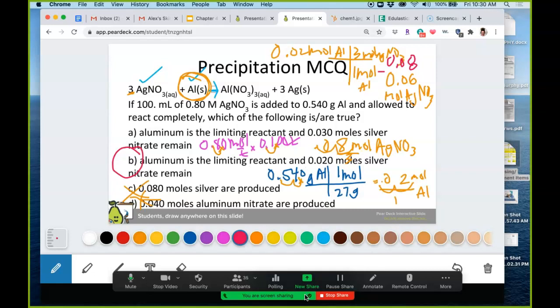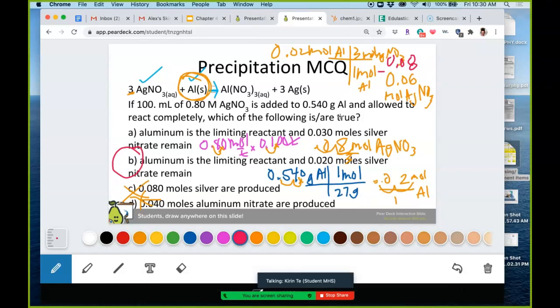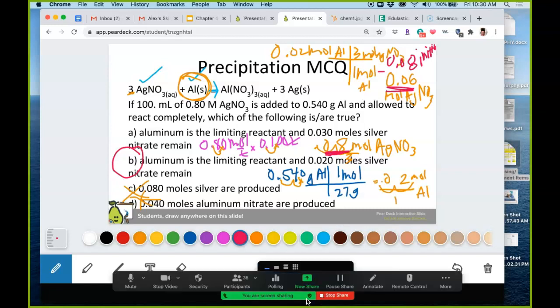Do you have any questions? In the last part, why does it say 0.08 in red? This is how much you had initially. And then you have the excess product. Okay. Yep. So this is how much silver nitrate we have at the beginning of the reaction. This is how much reacted. So the difference between them is how much is left over. Good question. Are there any other questions?